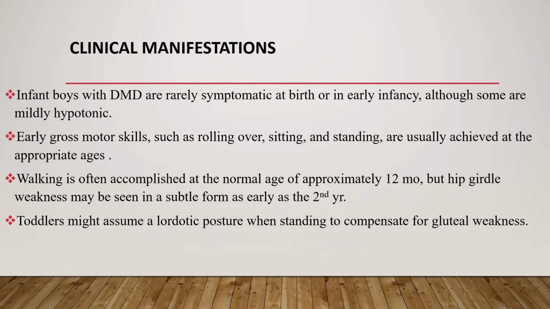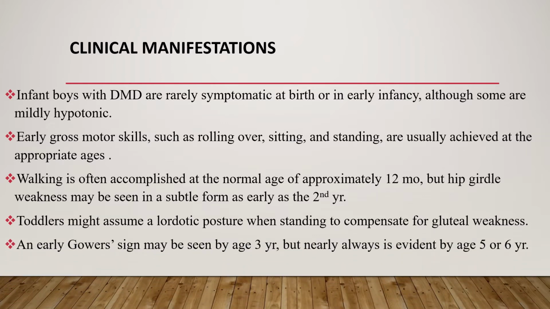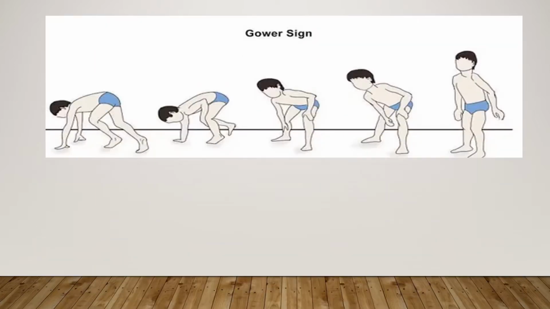Toddlers might assume a lordotic posture when standing to compensate for gluteal weakness. An early Gowers sign might be seen at the age of 3 years, but nearly always it is evident by the age of 5 to 6 years. This is an image of a child with Gowers sign. They can't stand up from a sitting position directly. They climb up through their extremities because of proximal muscle weakness.